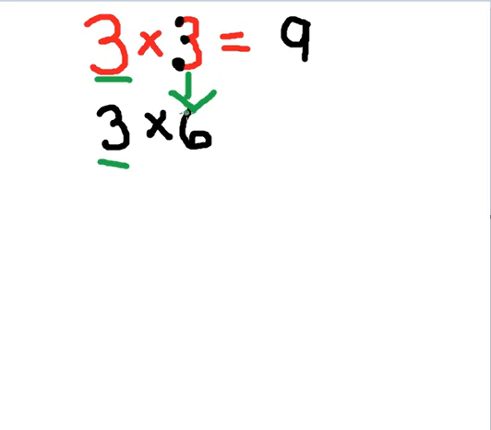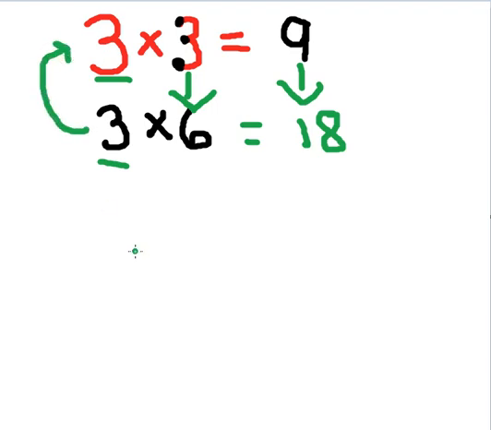So in order to get the answer to 3 times 6, you would have to do the same action. Since you doubled 3 here to get 6, you double 9 to get your answer here, 18. So 3 times 6 is 18. So you use 3 times 3 as a helper fact in order to find 3 times 6.